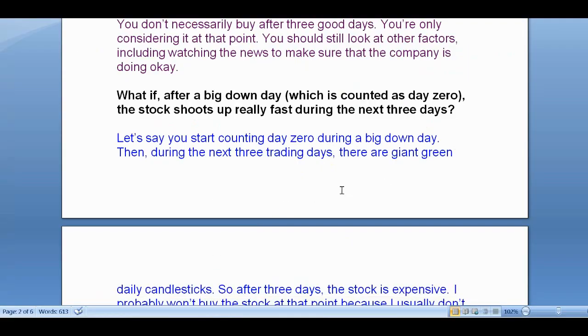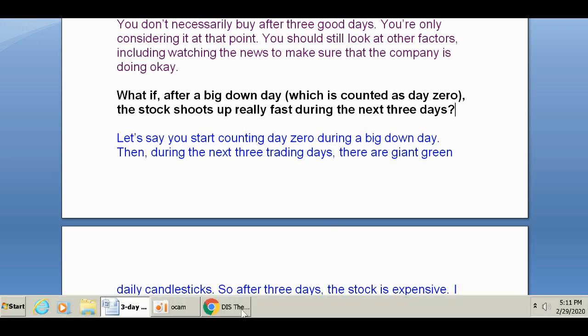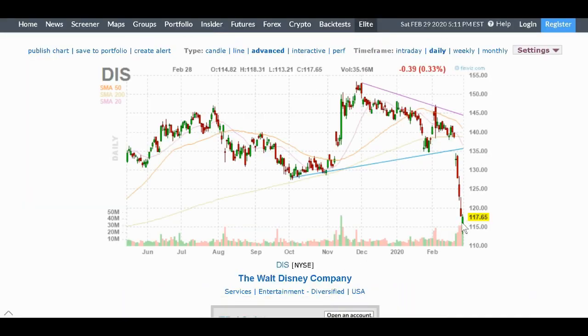Now, what if after a big down day, which is counted as day 0, the stock shoots up really fast during the next 3 days? Let's say with Disney, if this is day 0 and this flat day is day 1, what if in the next couple days it just goes up, just huge green candles? Now it goes all the way up to 140 or 150, let's say. Those would be really big green candles, but yeah, it could happen.